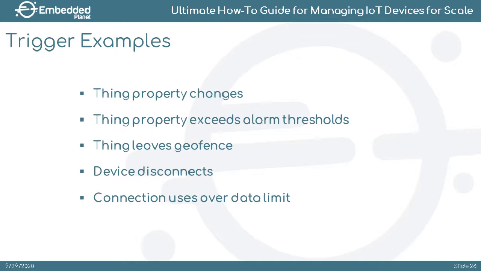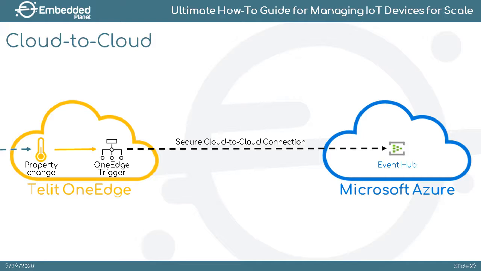So it's one portal where you can have triggers configured. It's not one for your data plan, one for your devices, one for where your data goes. You configure it all in one place. And so once we get this event happening of the property change hitting OneEdge, you have a trigger set up to look for that event, and then you push the data over into your cloud backend. And here I've used an event hub from Microsoft Azure.